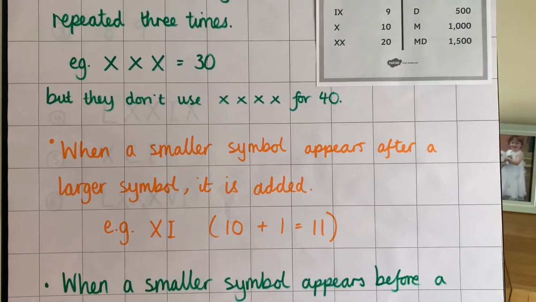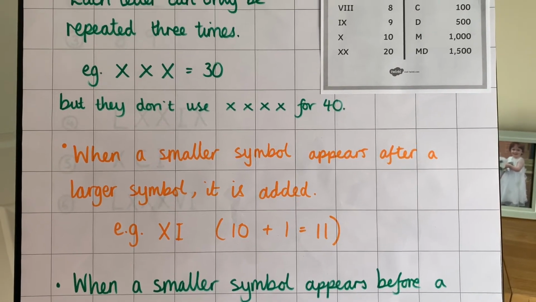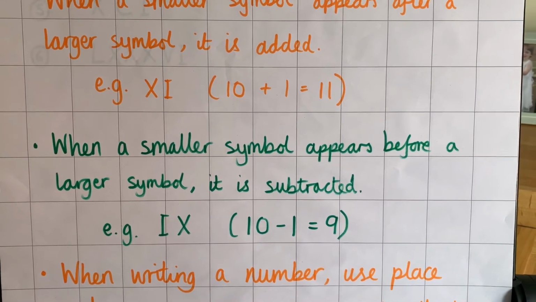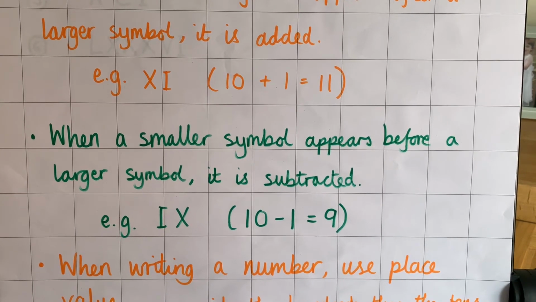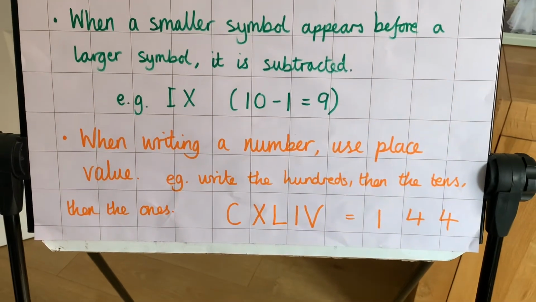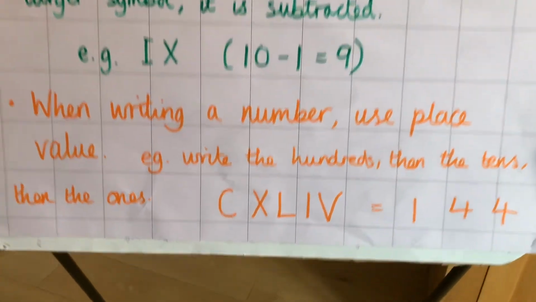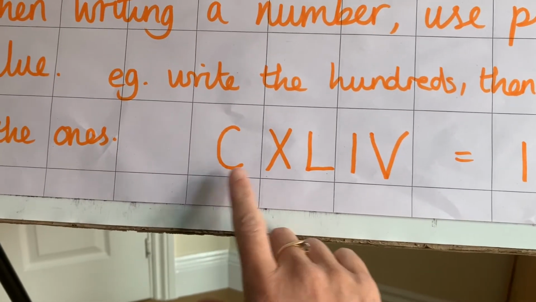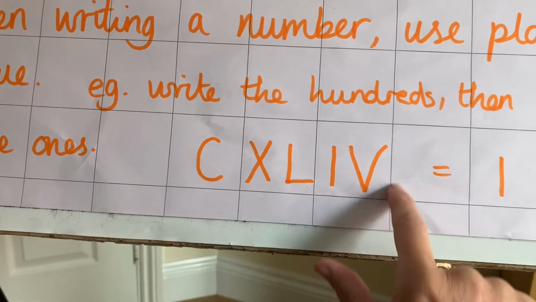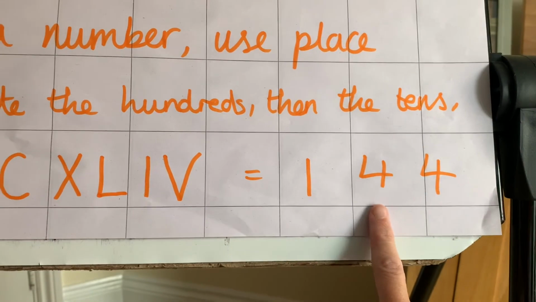When a smaller symbol appears after a larger symbol, it is added. So XI is 10 plus the 1, making it 11. When a smaller symbol appears before a larger symbol, it's subtracted. So IX will be 1 away from the 10, making it 9. When writing a number, use the place value. So write the hundreds, then the tens, then the ones. So you can see here, you've got C for 100. Then you've got XL, which is 10 away from 50, making it 40. And IV, which is 1 away from the 5, making it 4. So the number is 144.